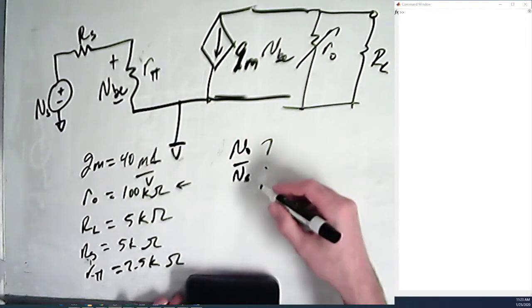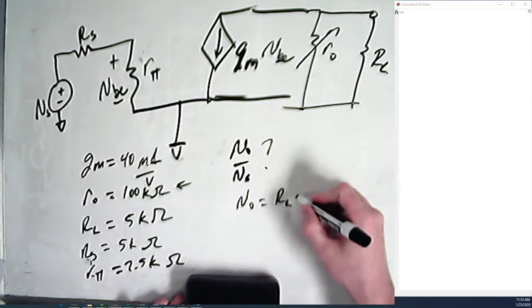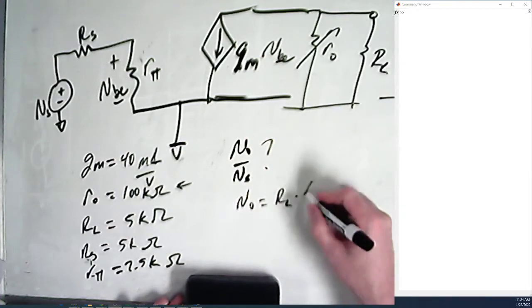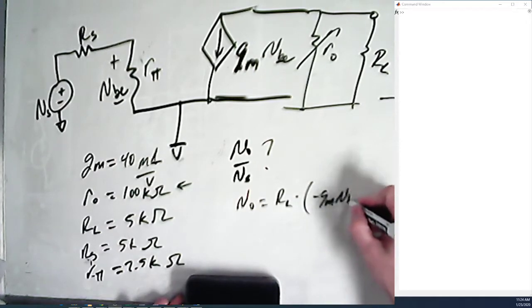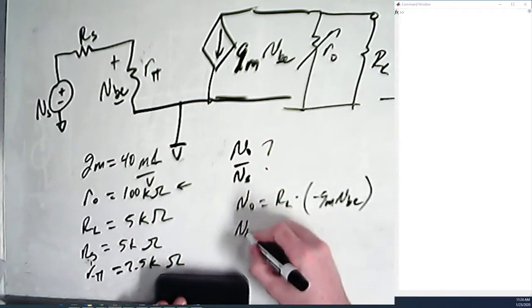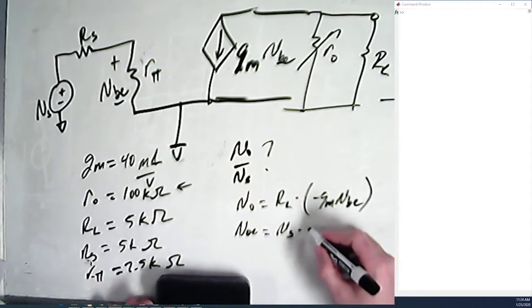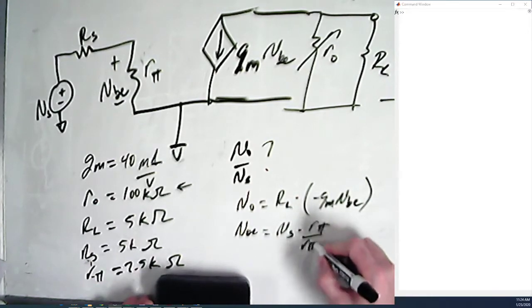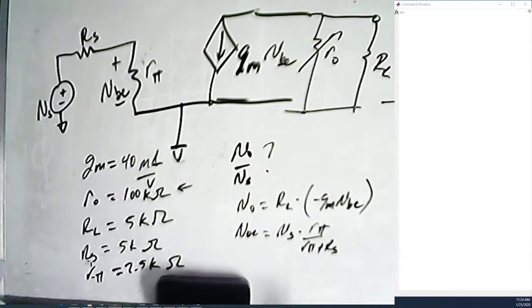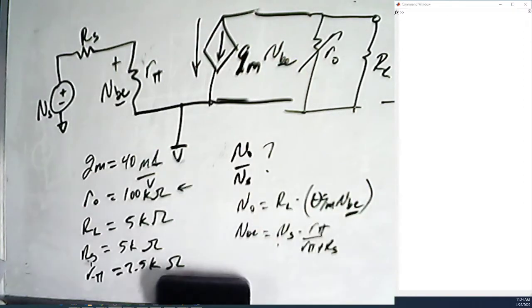And so the voltage gain, so Vout, what's Vout going to be? It is going to be RL times negative gm times VBE. VBE is equal to Vs times R pi over R pi plus Rs. Then when we get in here, we're going to divide it out, and that's going to give us our effective gain value. I threw the negative sign in here because the current's going this direction.